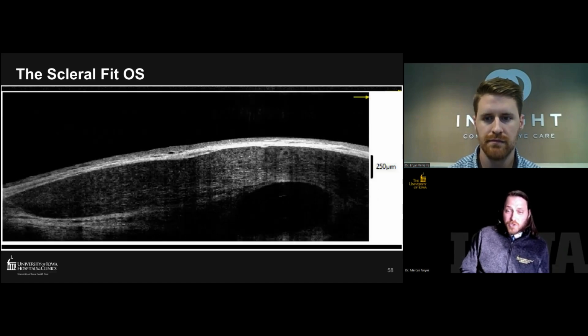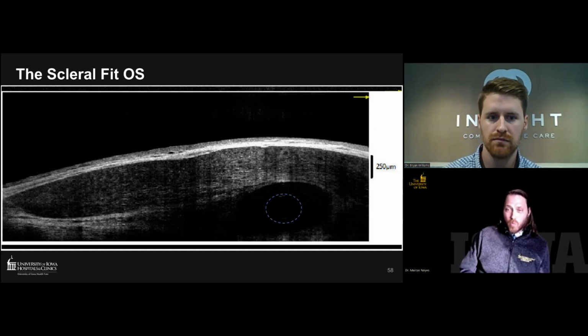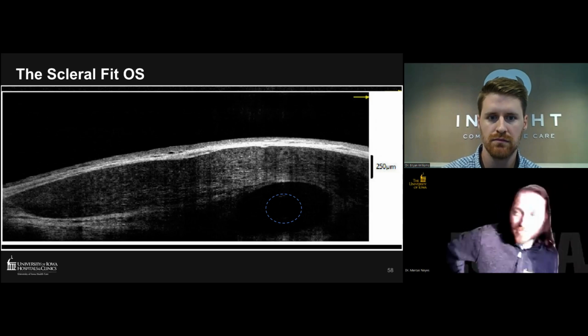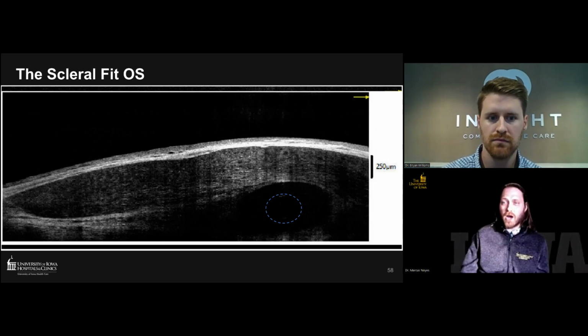Here is the other tube, the inferior tube, which, as I have highlighted there in the blue, you can see there's way, way more tissue over top of that tube. So we're less concerned with that one on the left eye.